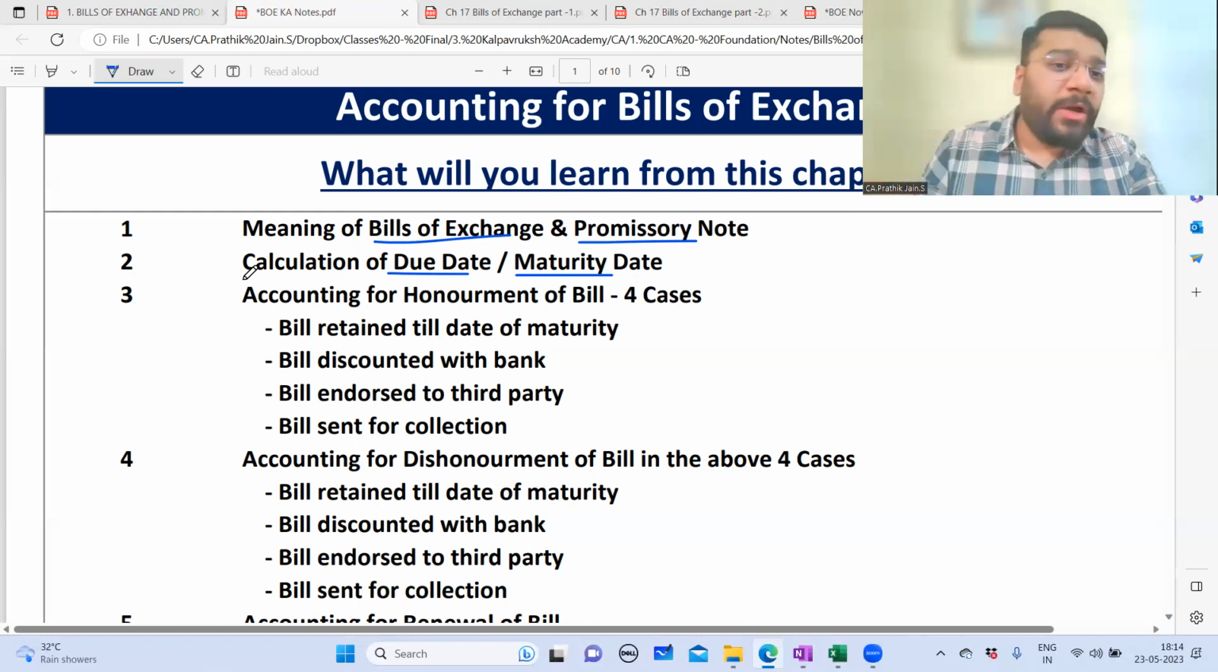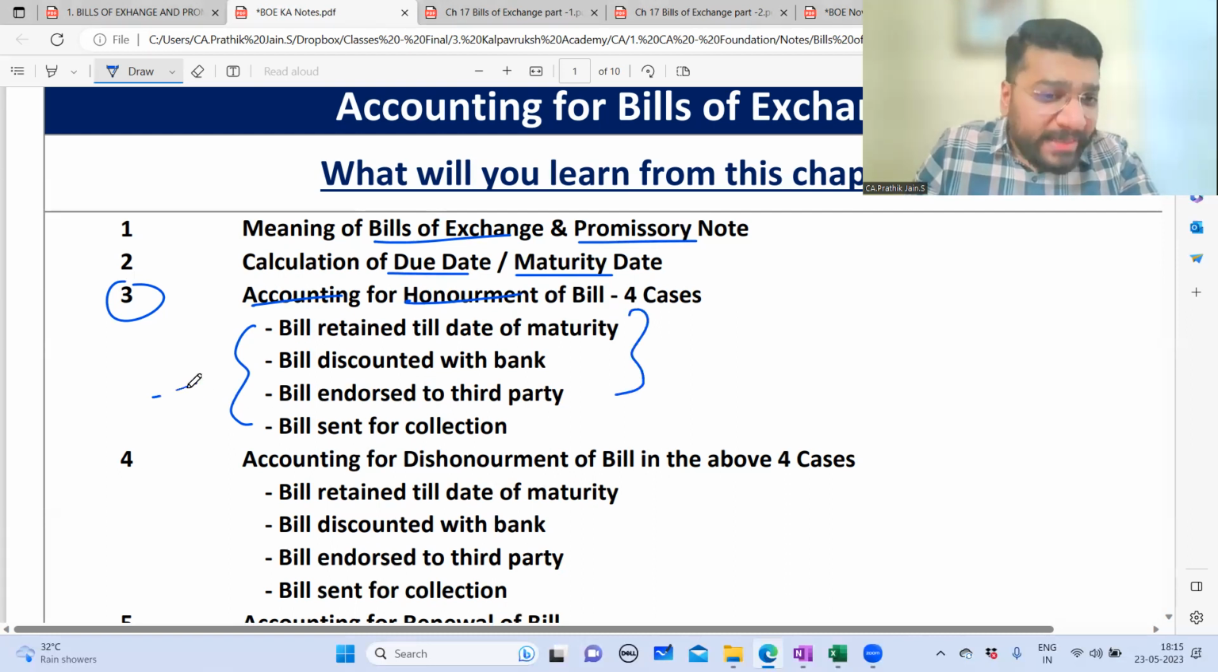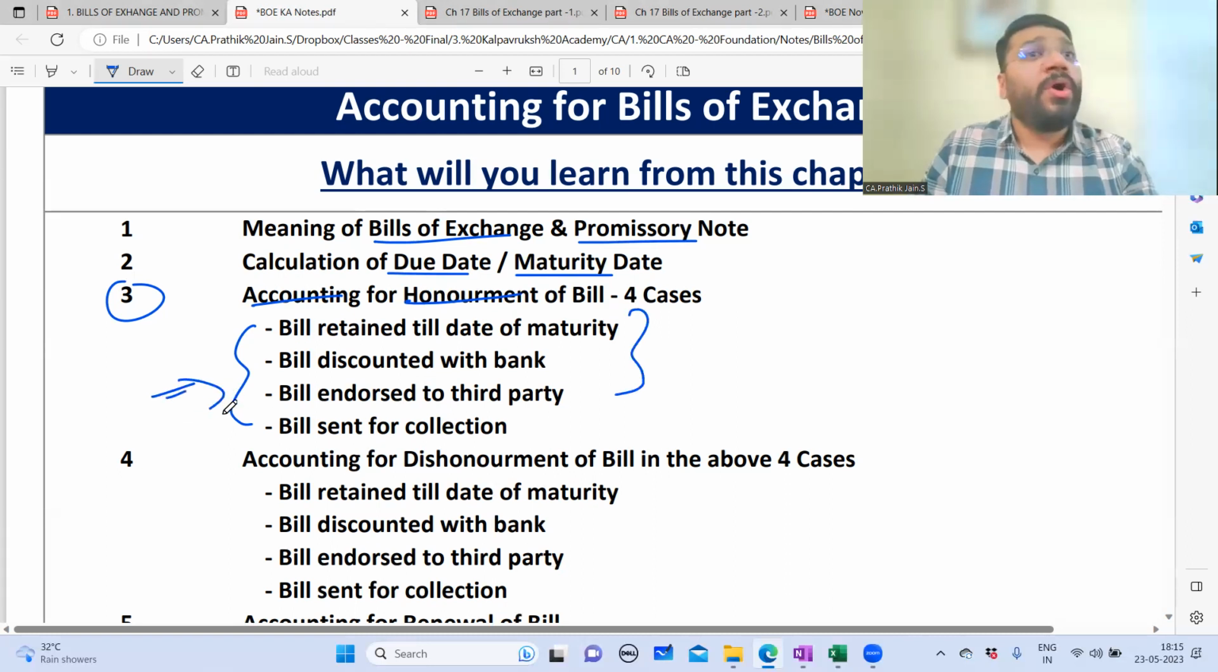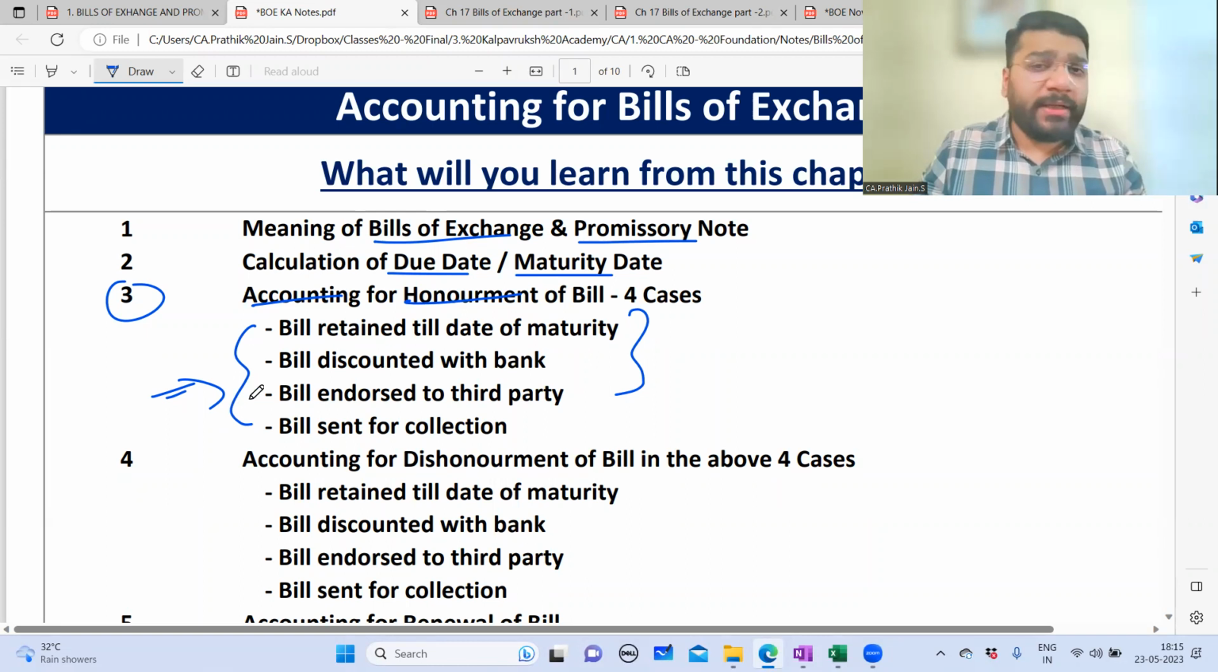Okay. Now then we saw the third thing, guys, where we learned how to do accounting for these 4 cases where the bill is honored on time. When the bill is honored on time, in these 4 scenarios, we have seen how the entry is passed. Now we will understand, in the very same 4 cases, what will happen when the bill is dishonored. So we'll take one example under each case, and we'll try to understand the concept.